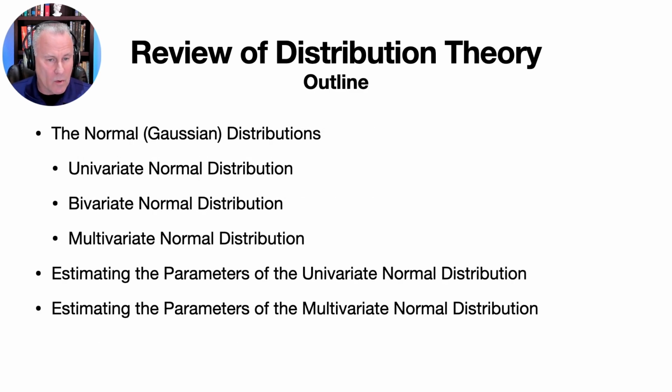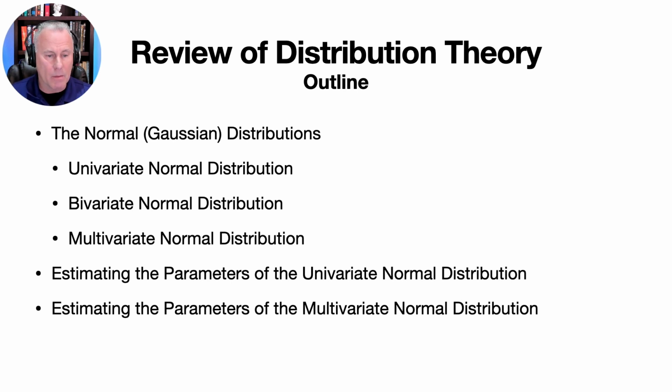So here's a review of what we'll be looking at in this video. We'll be looking at the normal or Gaussian distributions. We'll look at the univariate normal distribution. Then we'll generalize a bit and look at the bivariate normal distribution. And then finally, we'll look at the general multivariate normal distribution.